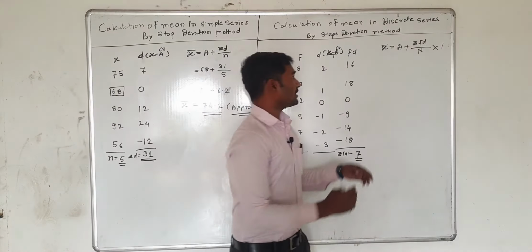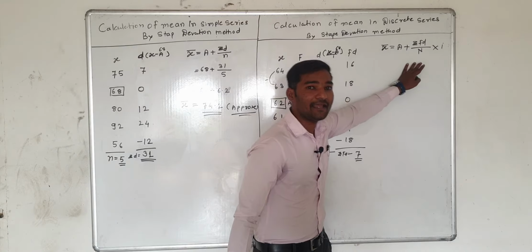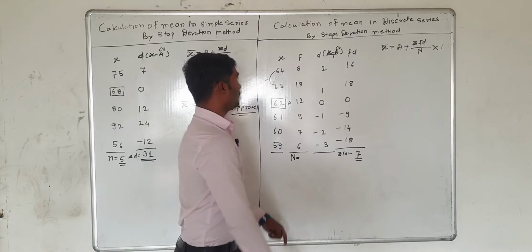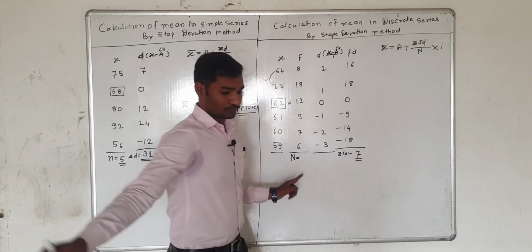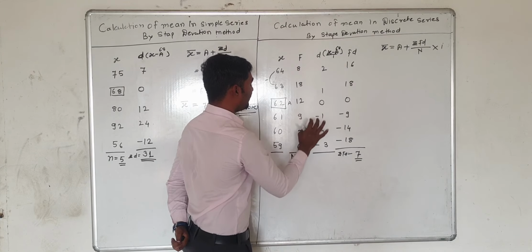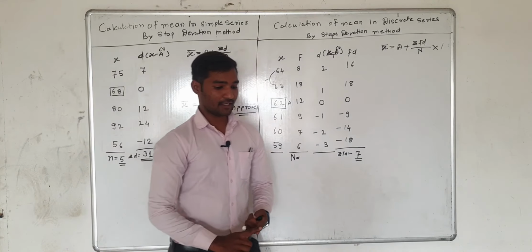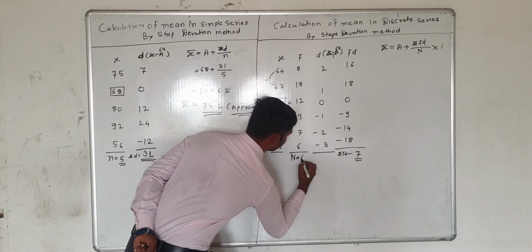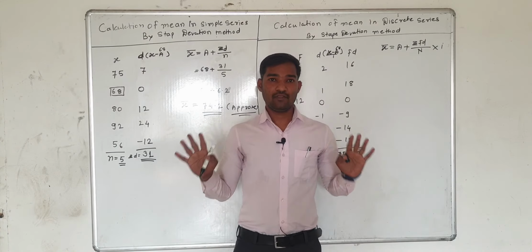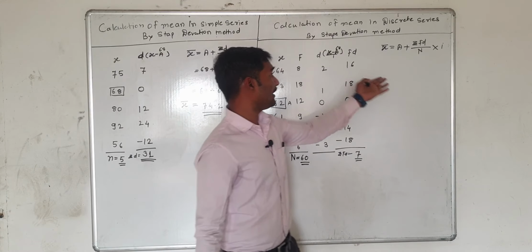Okay, now what is the further procedure? We will have to calculate capital N. Capital N means the total number of frequencies. So we add the frequencies: 8 plus 18 plus 12 plus 9 plus 7 plus 6. So N equals 60. Okay, now we got the value of N also.